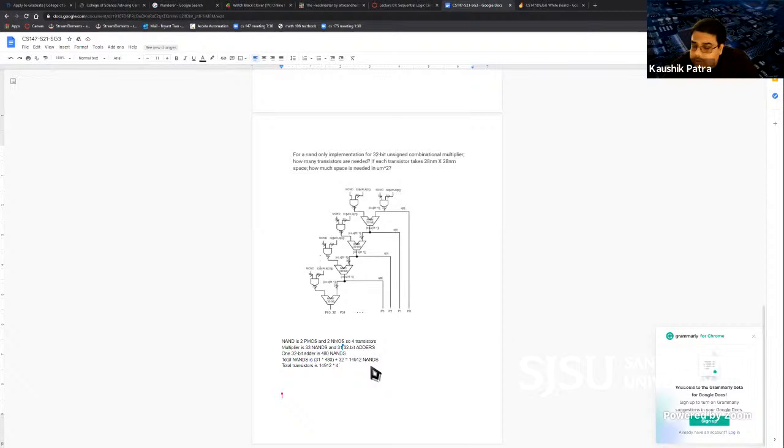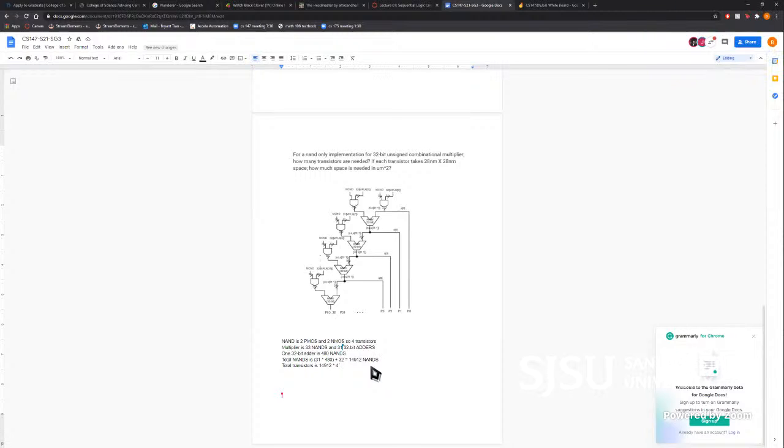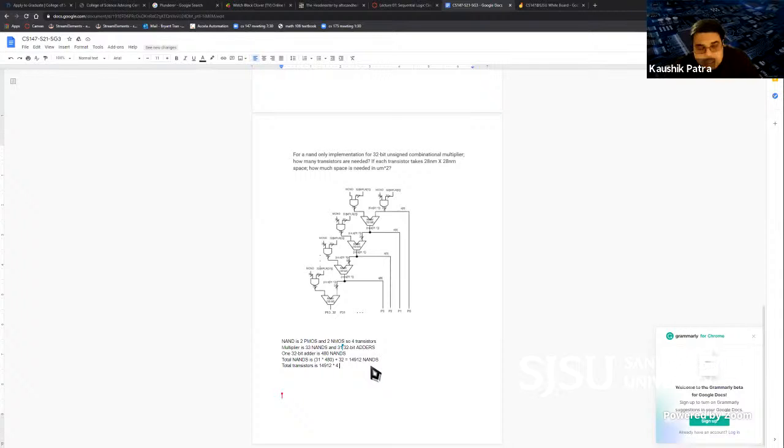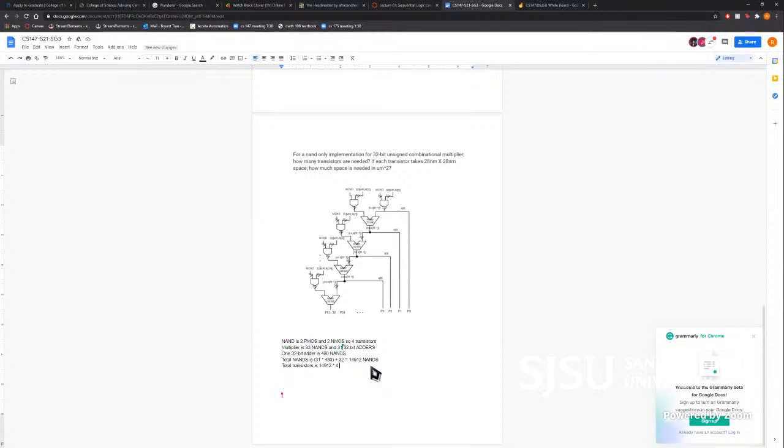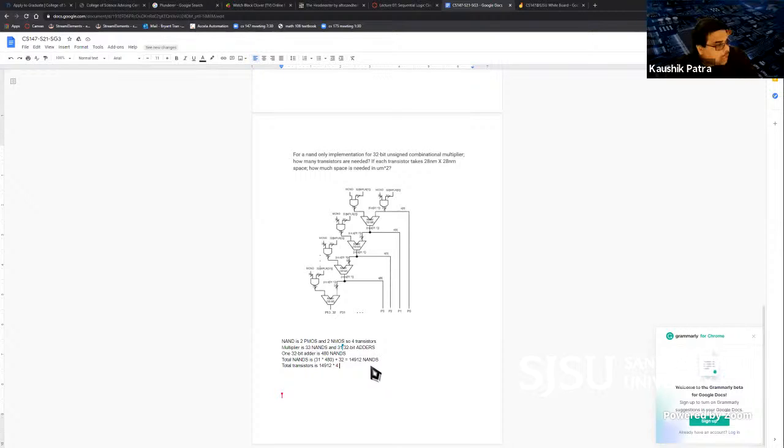How did you get the total number of NANDs, how many did you say? 33 NANDs and 31 32-bit adders. 33 NANDs. Why do you need 33 NANDs? From the diagram, it looked like the first level was 2 NANDs and then there were 32 levels. Actually, you have 31 levels. Oh.